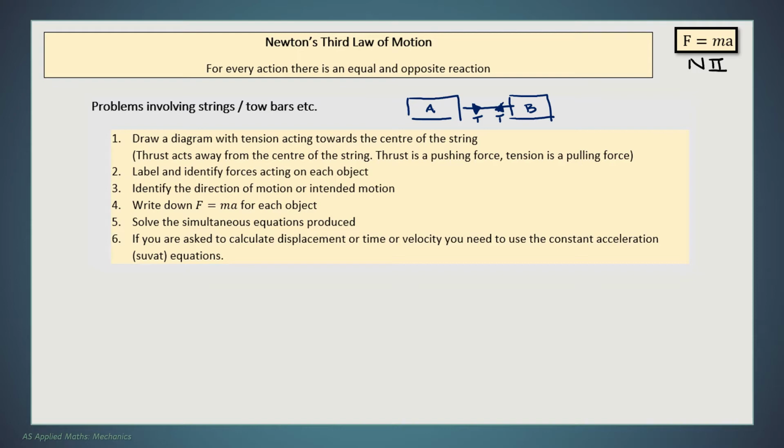Thrust acts away from the centre of the string because thrust is a pushing force, tension is a pulling force. I mentioned that right at the start of the chapter. If you've got a thrust, it's generally, rather than a string, we'll be talking about a rod. So a car caravan situation where you've got something solid between the two particles, then you would end up with a pushing rather than a pulling. For example, if the car that was pulling the caravan put the brakes on, then there would be a thrust within the rod as the caravan tried to bash into the back of the car.